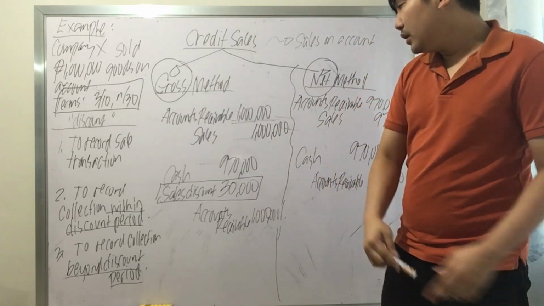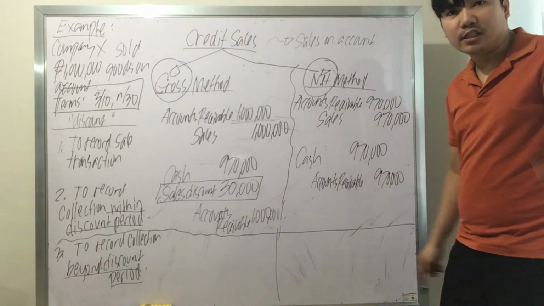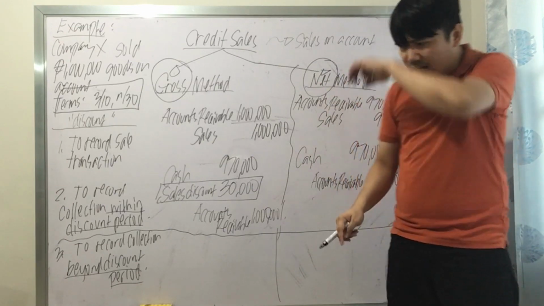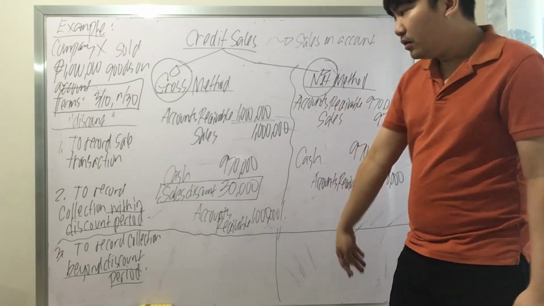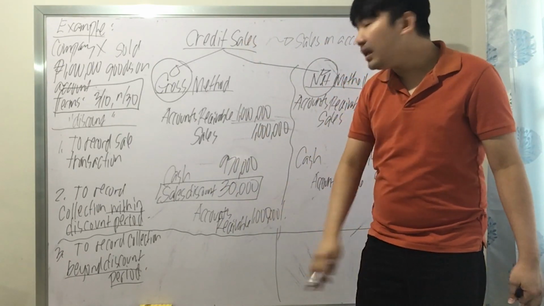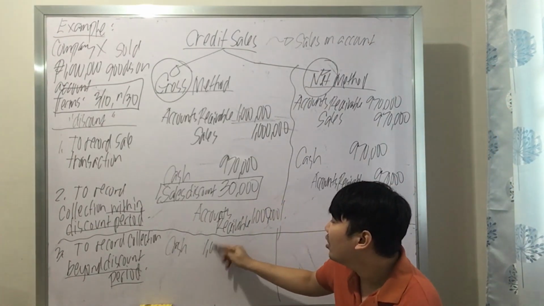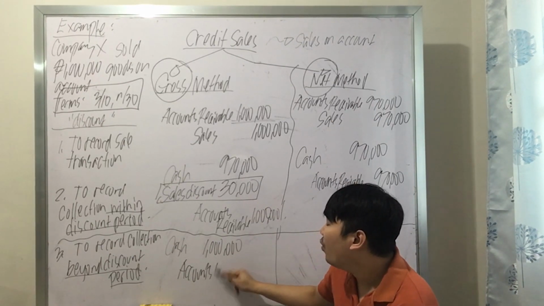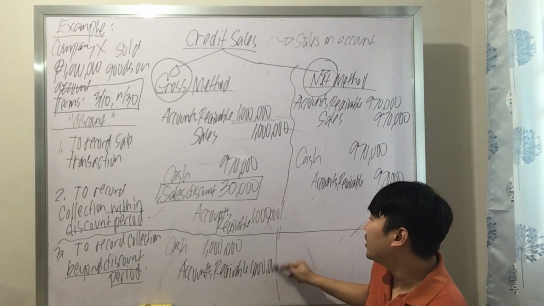Paano naman kung... So, let's have a separate scenario or a new scenario class, no? So, what if nagbayad siya class beyond discount period? So, 11th day thereafter. Okay? So, mababayaran na lang ni customer dito, hindi lang 970, but the entire 1 million. So, debit cash, 1 million. Credit accounts receivable, 1 million. No discount granted, di ba? 1 million. Ayan, sir. Okay?